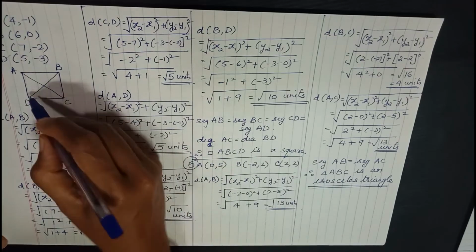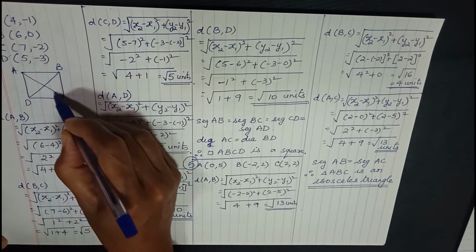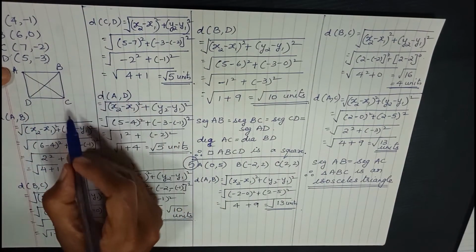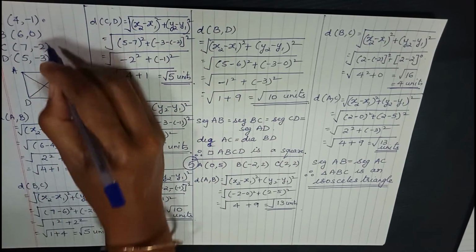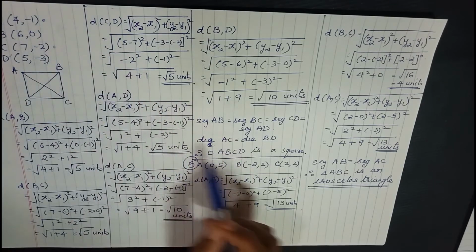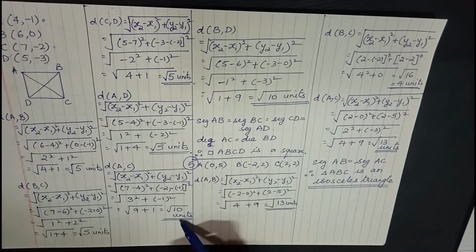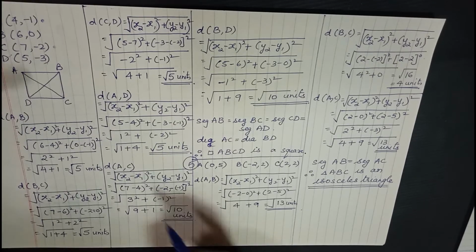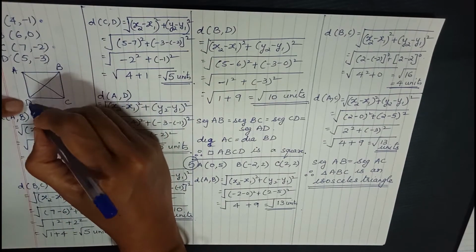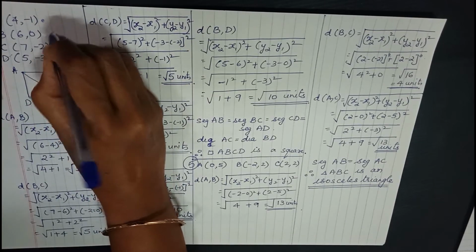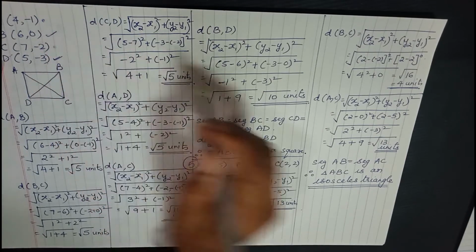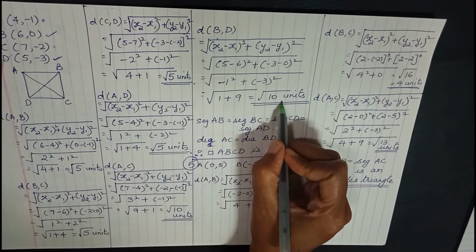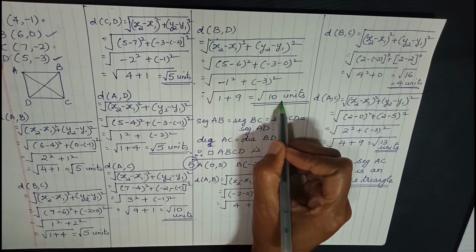Now to prove it is a square, I have to prove that these two diagonals are also equal in length. So the first diagonal is AC. So I will use the coordinates of A and coordinates of C. Substitute it in the distance formula and you can see I got length of diagonal AC as root 10 units. Now I find out the other diagonal, that is B and D. So for that I use the coordinates of B and coordinates of D. So I use B and D to find out diagonal BD. Again you can see I got it as root 10 units.